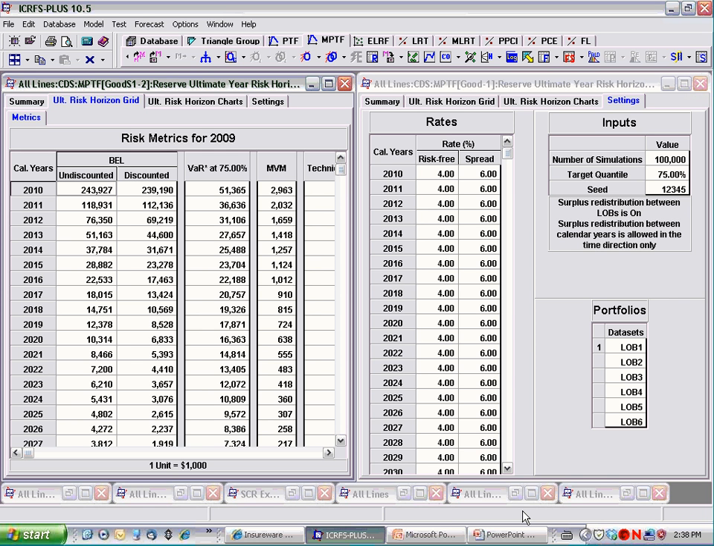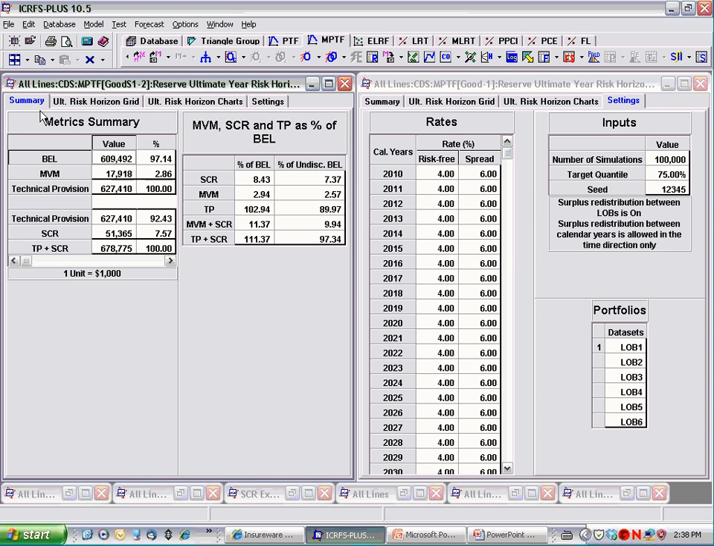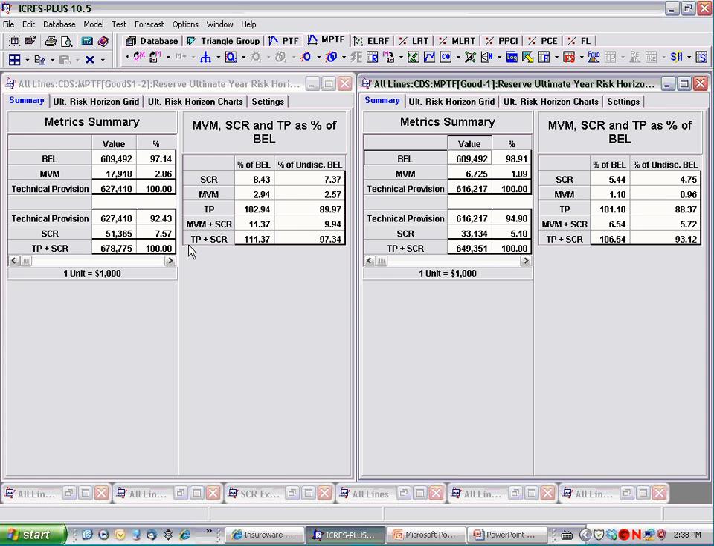So let's compare the statistics. Okay, let's just check the settings again. 75th percentile, and now full fungibility, summary. So we're looking now at 51 million SCR versus 33 million, big difference. Total capital is 97% versus 93%. What's the difference in market value margin? 17.9 million versus 6.72 million.